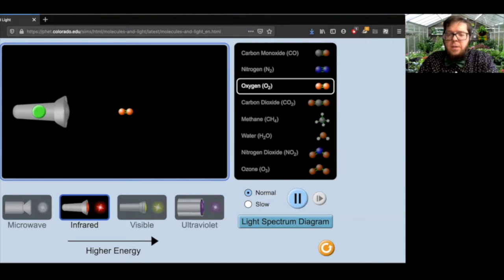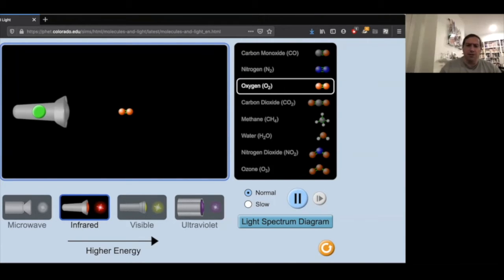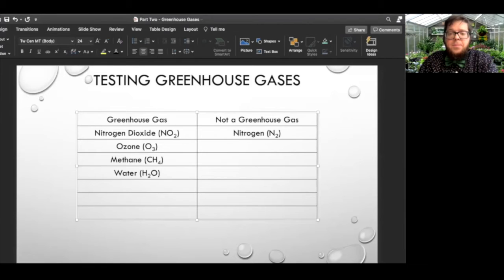So let's go back to my slide. Oh, and we missed carbon monoxide, which is, yes, a greenhouse gas. Carbon monoxide, no subscript here, just CO. Whoops. CO, right? Oxygen, O2, and of course, carbon dioxide. Right. Fluorocarbons.